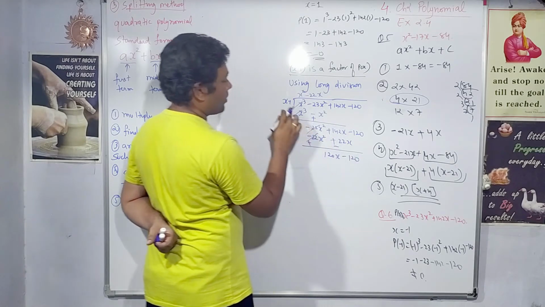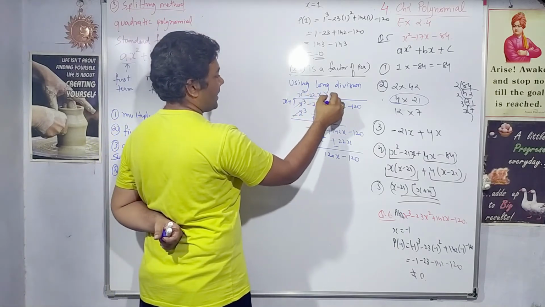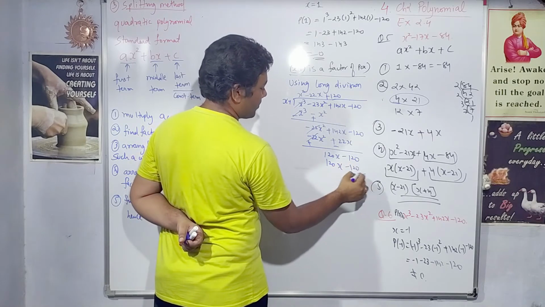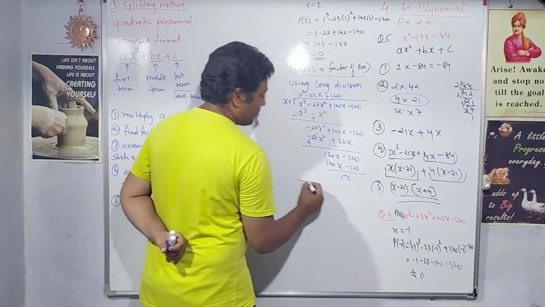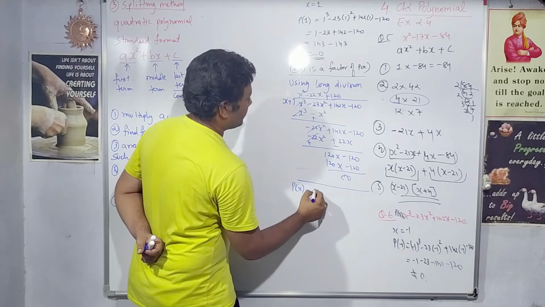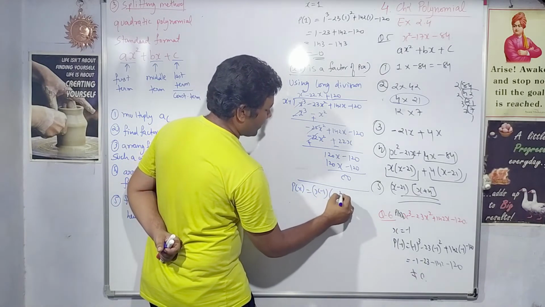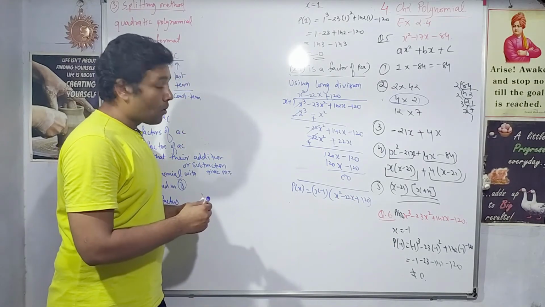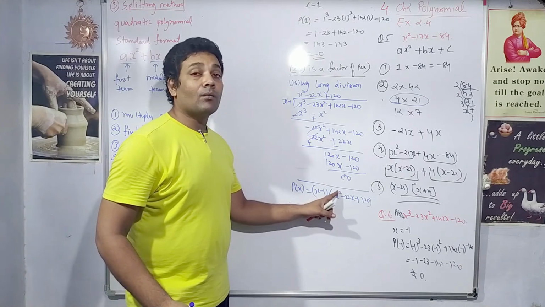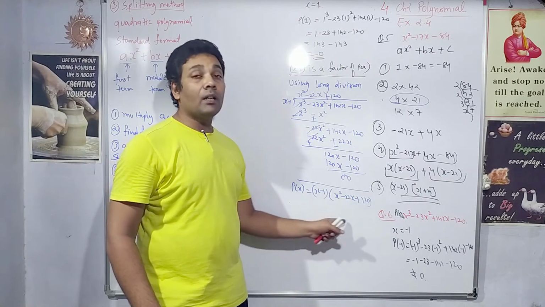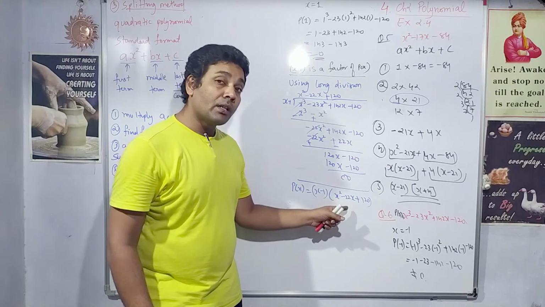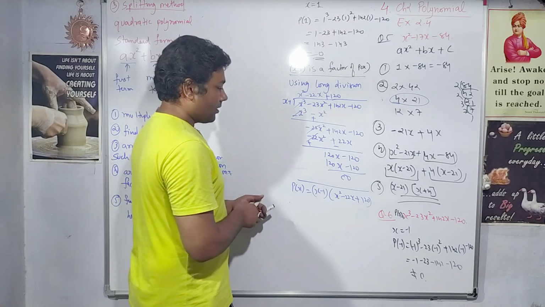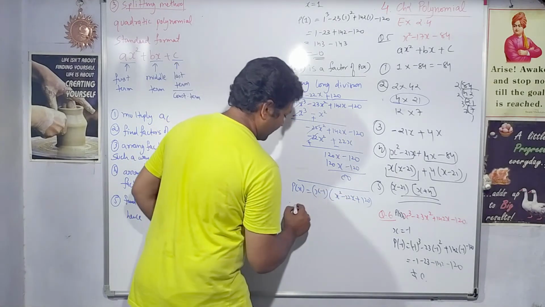120x minus 120. What will you multiply with the x? Yes, 120. So 120x minus 120. So 0. So now you can write down p of x equal to x minus 1 into x square minus 22x plus 120. Is factorization over? No. Still we have a quadratic polynomial here. So this has to be further factorized using splitting method.